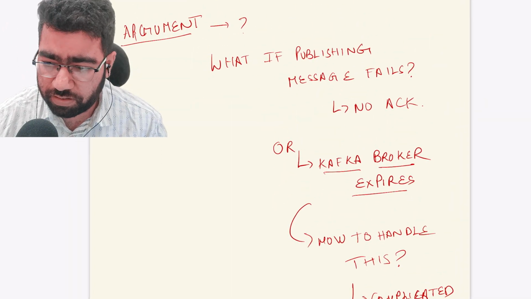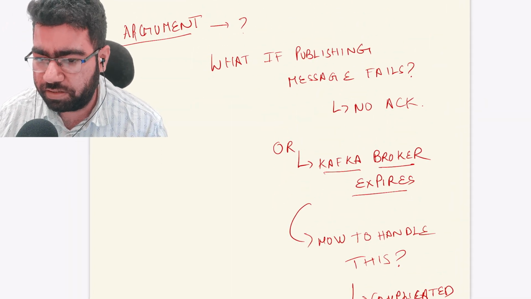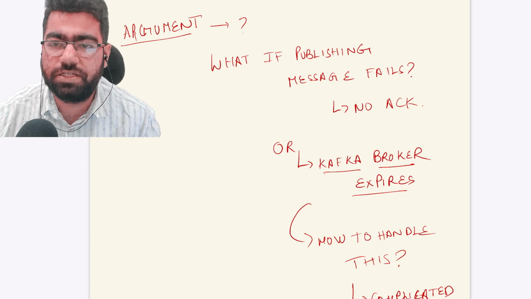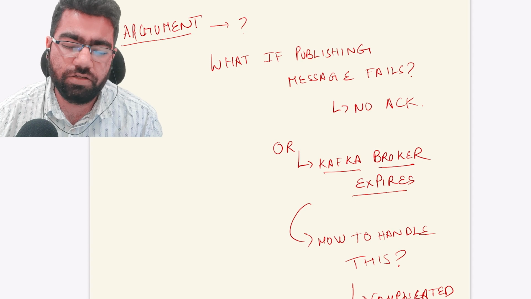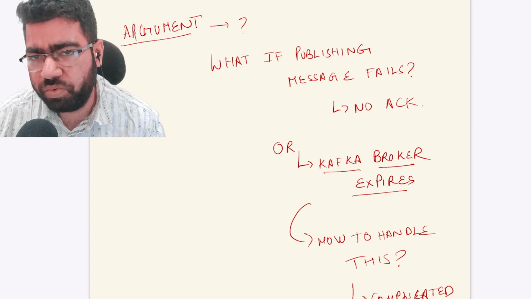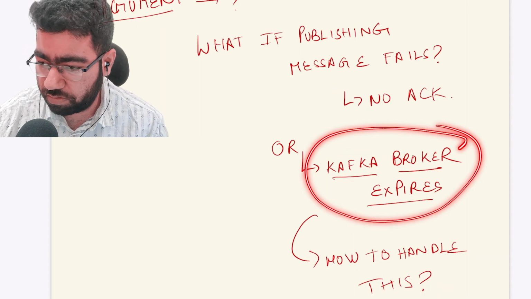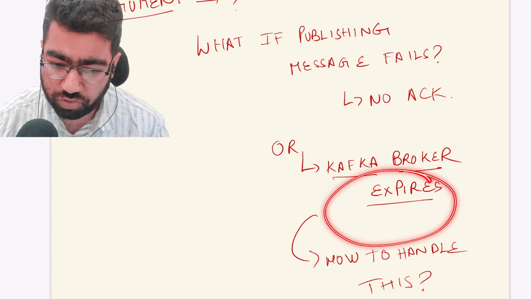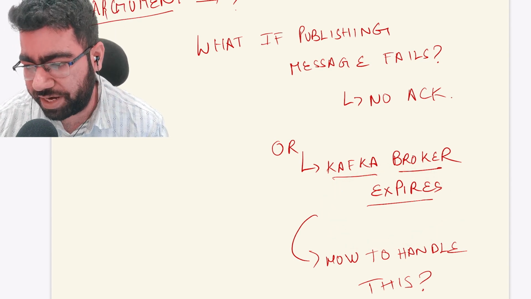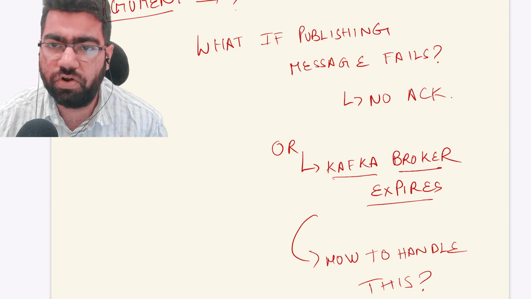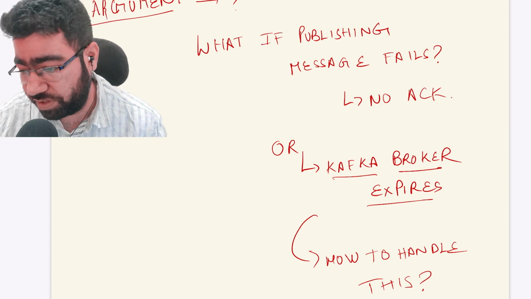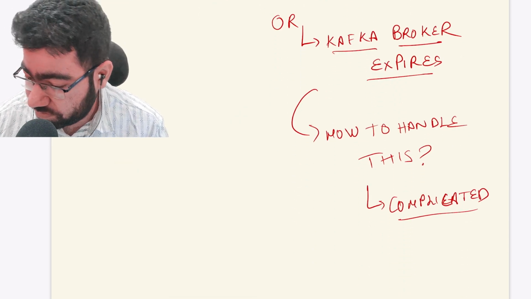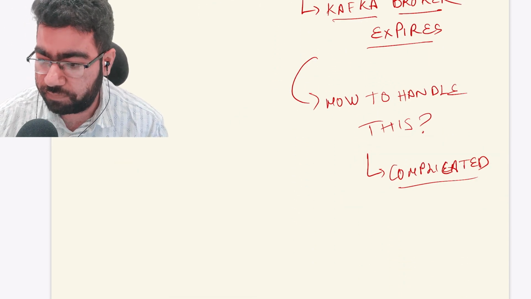Now one argument in this that you might be thinking, that what if while publishing the message to Kafka itself, the request fails? You don't get the acknowledgement back. What will we do in this? If the broker from which you're writing the data, that broker expires or there is some issue with that broker, you won't be able to write that request and you won't get the acknowledgement back and your request will fail, and that would also lead to data loss. So how will you handle this? We'll understand about that in some other video.